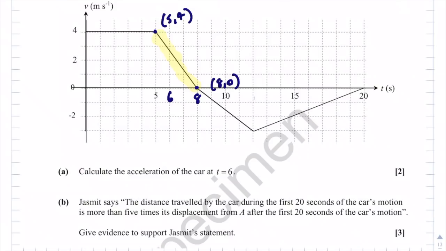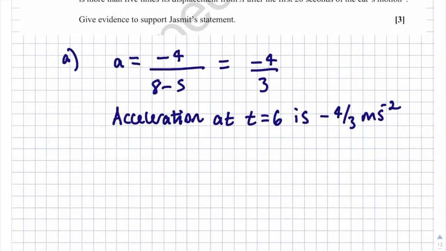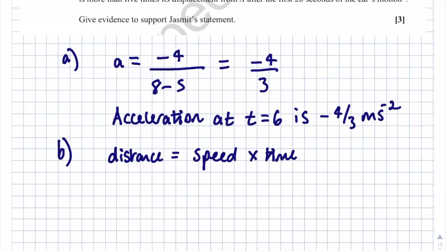Part B says Jasmine says the distance travelled by the car during the first 20 seconds of the car's motion is more than 5 times its displacement from A after the first 20 seconds of the car's motion. Give evidence to support Jasmine's statement. Okay, so we need to work out the distance travelled during the first 20 seconds, and we need to work out the displacement. So remember, distance is equal to speed times time. We know this from GCSE.